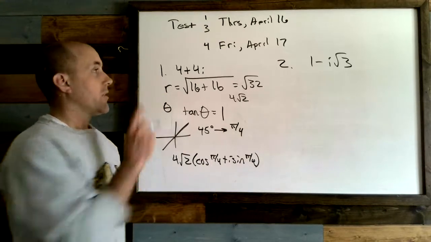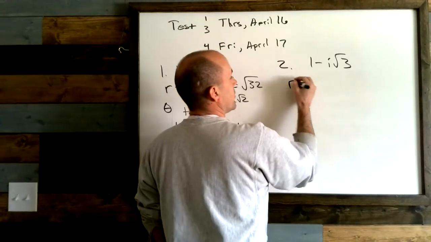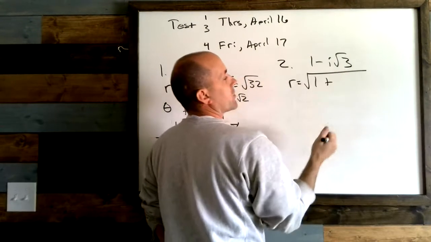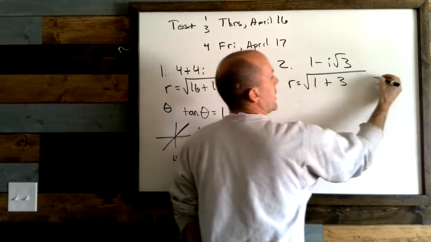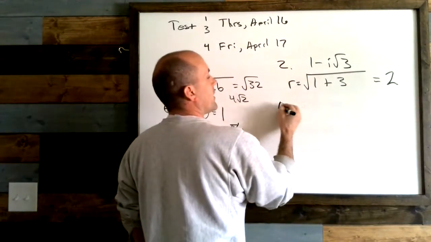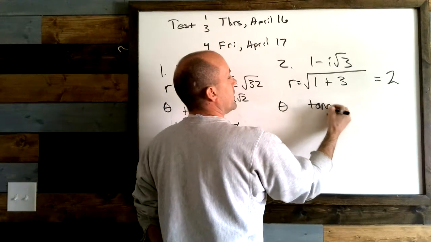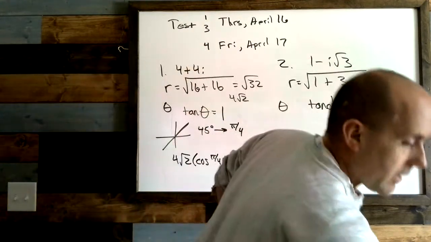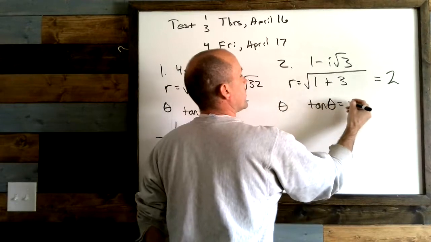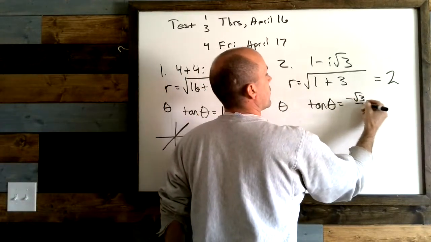There you have it. The next one, r is equal to the square root of 1 squared plus the root of 3 squared, which is 3. And that will be the square root of 4, or 2. To find theta, we set up the tangent of theta. Sorry about that. Tangent of theta is equal to negative root of 3 over 1.